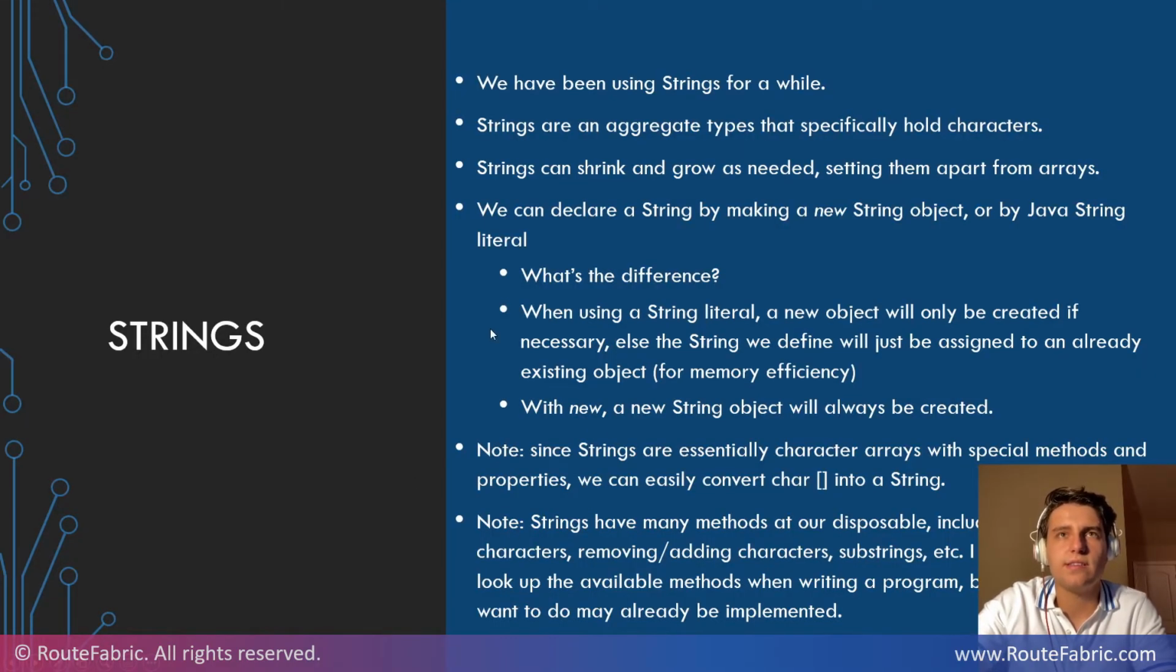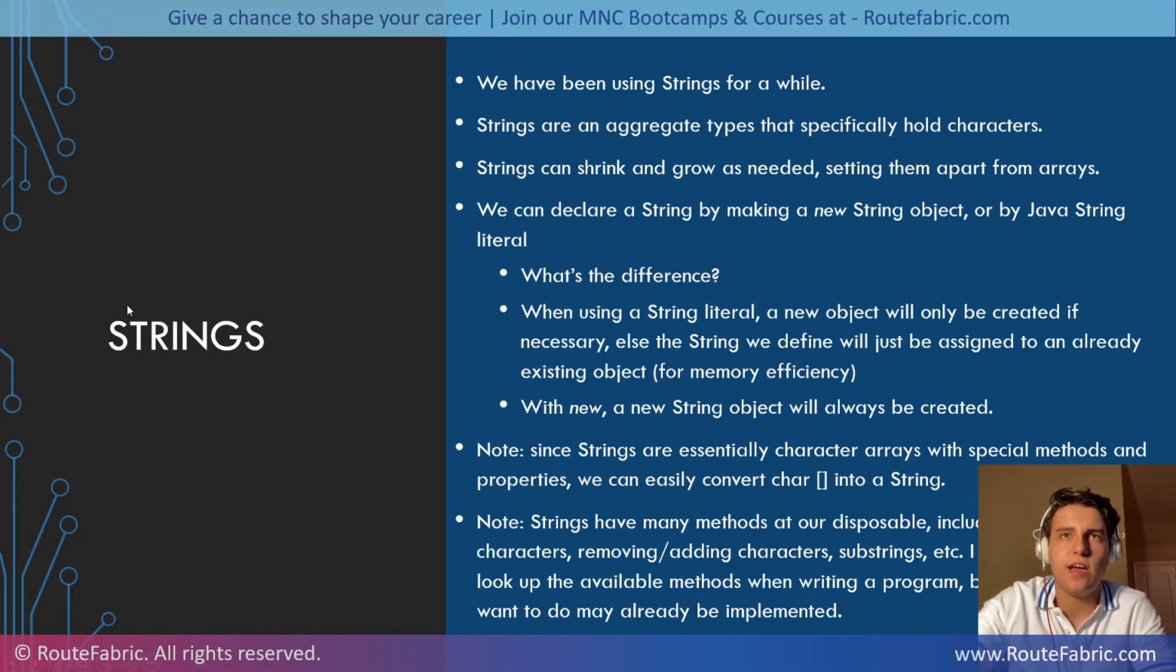All right, next, another popular aggregate type is strings. So we've actually been using strings for a while now, and we know that strings are basically an aggregate type that hold specifically characters. So in a string, anything that can be interpreted as a character can be held within a string. So strings can shrink and grow as needed. So this kind of sets them apart from arrays.